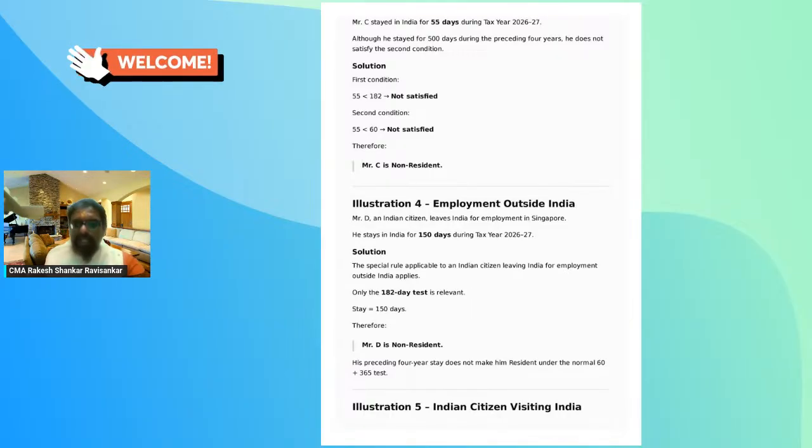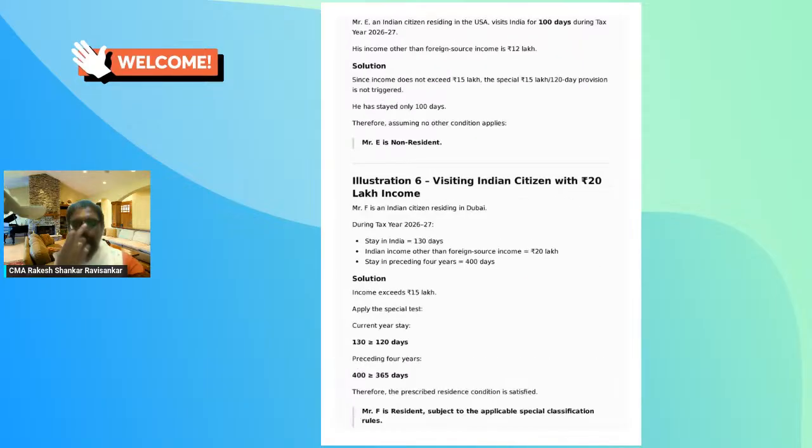Fifth illustration: Indians visiting India, or persons of Indian origin visiting India.